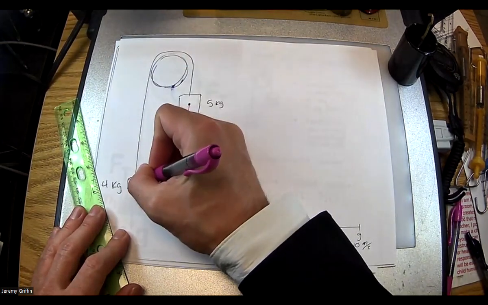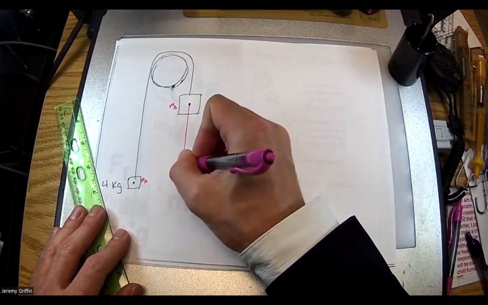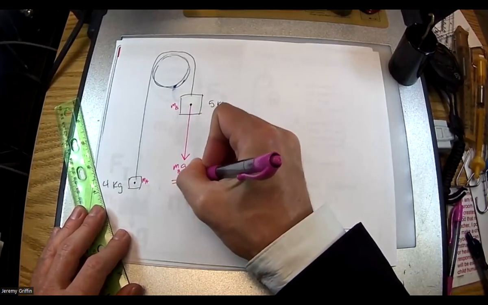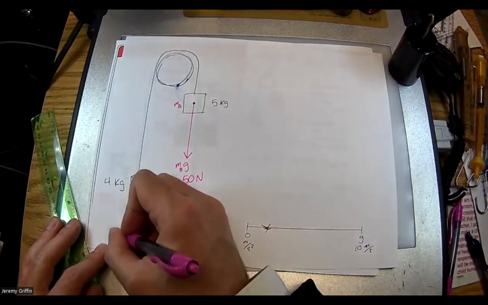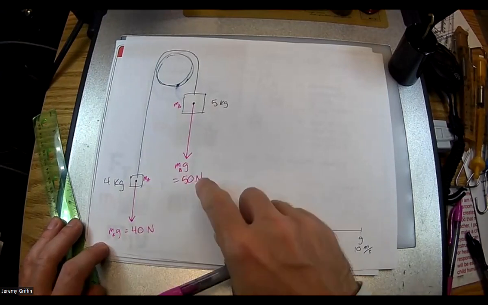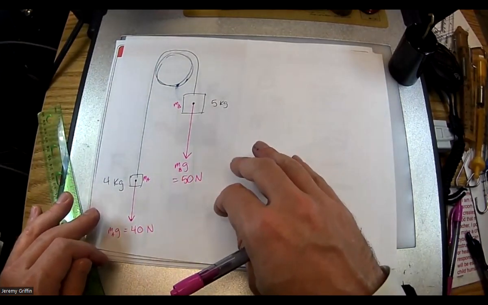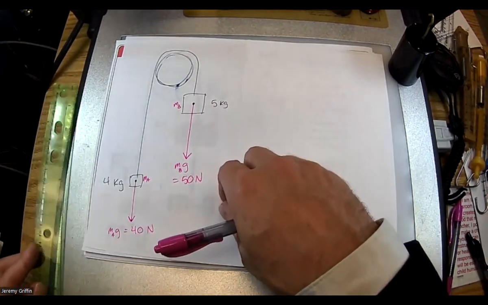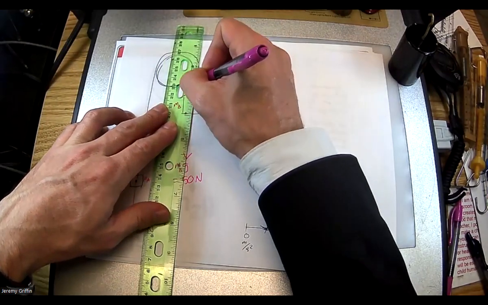Let's call this mass A, mass B. So mass B, yeah, 50 newtons. How much force down right here? Like 40 newtons. So about 40 newtons versus 50 newtons. Now those are the external forces, the gravitational weights. Those are the main ones I care about. But there is a question of something to do with tension, so let's draw tension in here too.